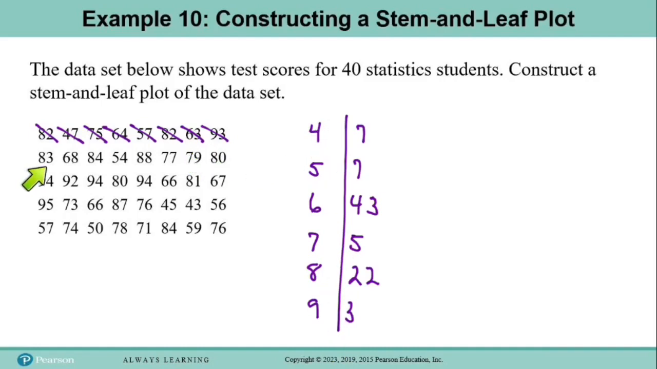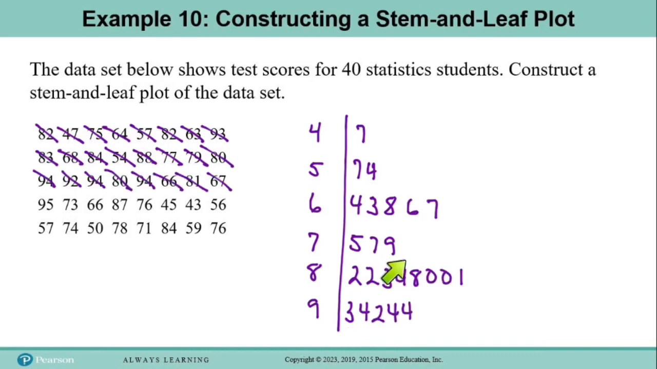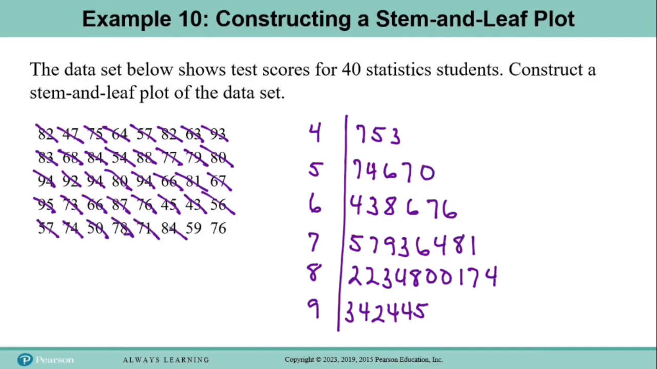Now let's go ahead and do the second row. And so when you get to the end of the second row, you should have this. Then at the end of the third row, you should have this. And then here's the 4th row. And here's the 5th row.